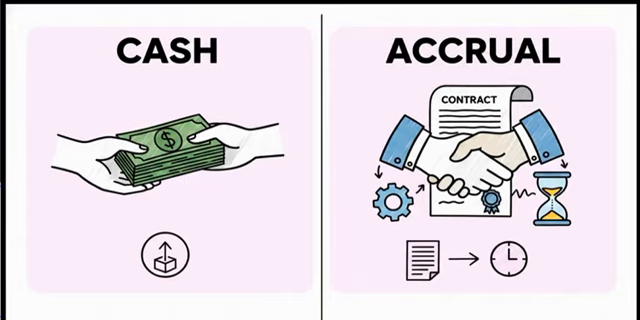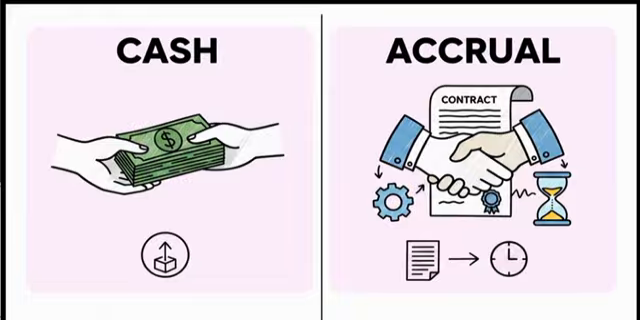So when you strip away all that heavy accounting jargon, the fundamental difference between these two systems really just boils down to one simple concept: timing. Think of cash accounting kind of like your personal checking account, right? A transaction is only recorded when physical cash actually changes hands.